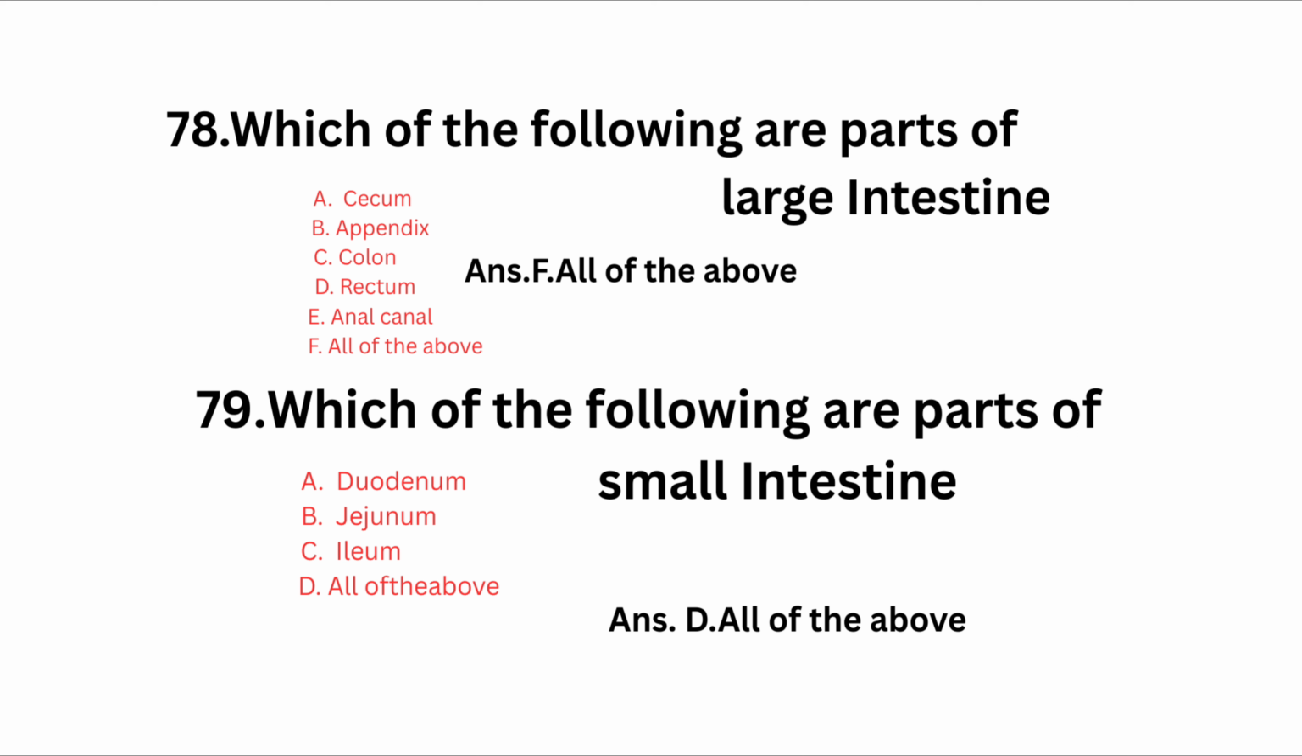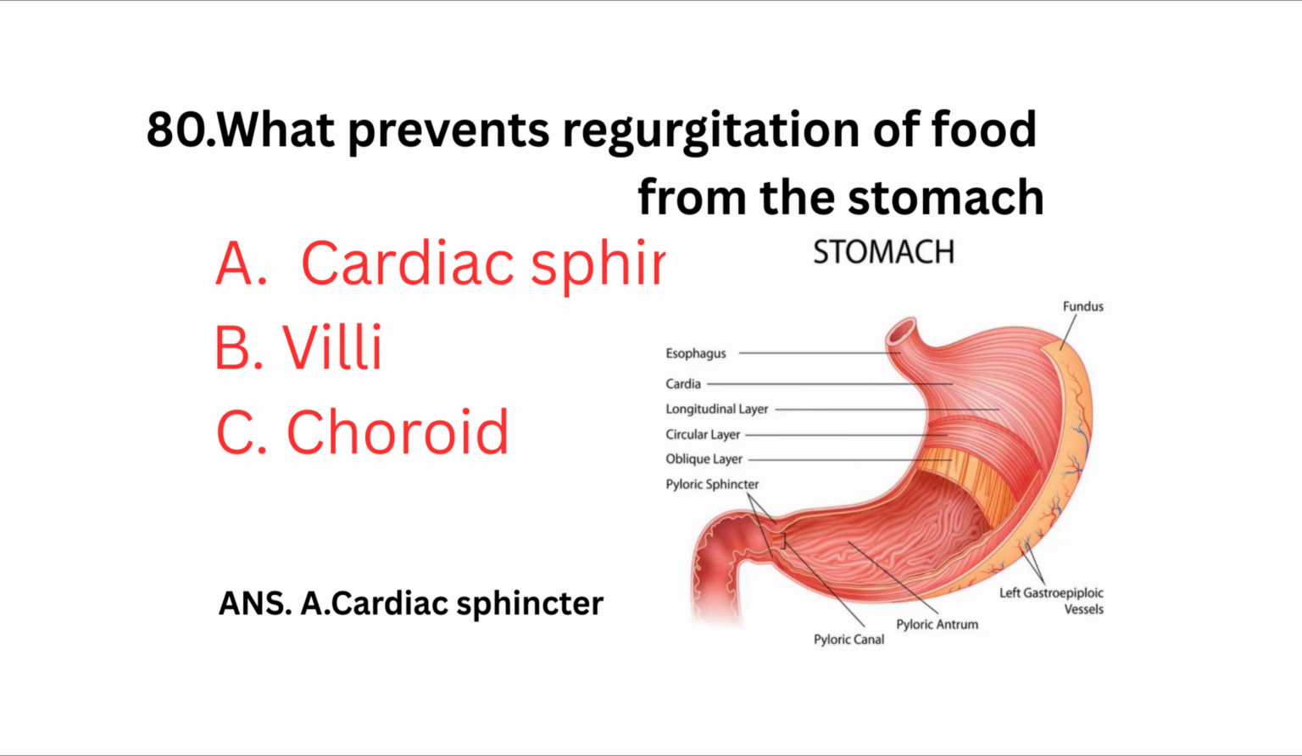79. Which of the following are parts of the small intestine? A. Duodenum. B. Jejunum. C. Ileum. D. All of the above. The answer is all of the above. It's very comprehensive. You could just learn the names and that could help with other questions.